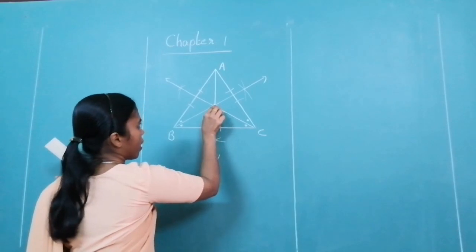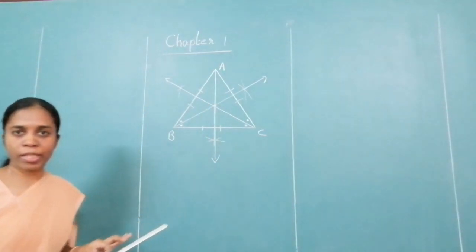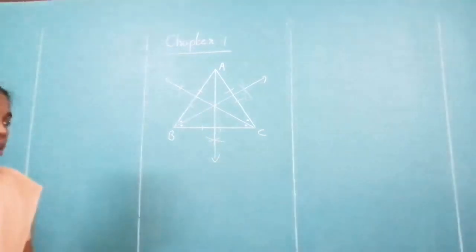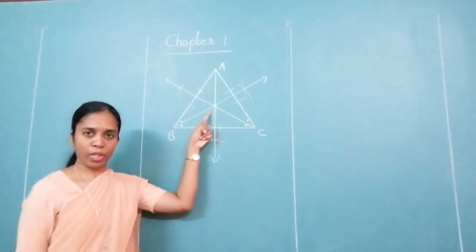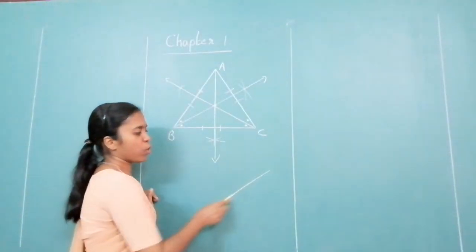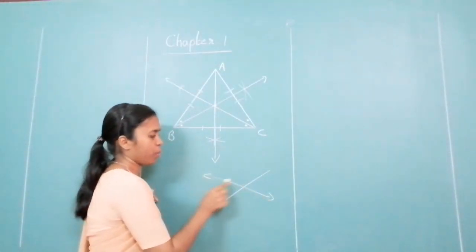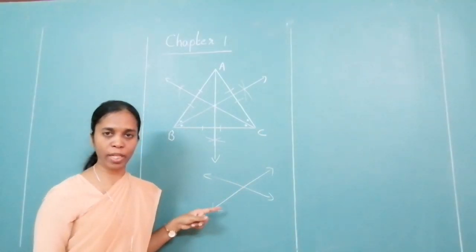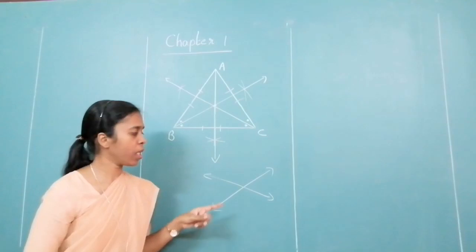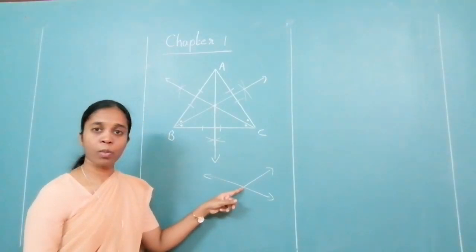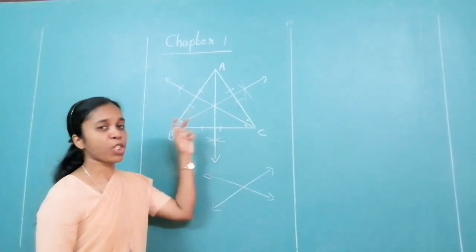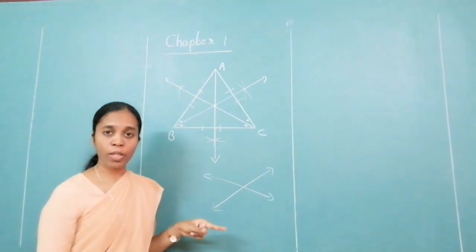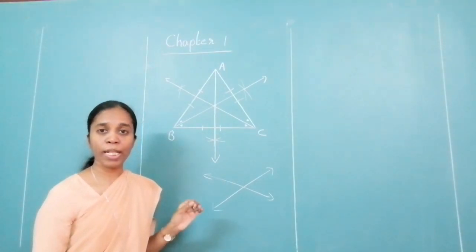As you can see, all three points, all three lines are meeting at this point. Now, when you have two lines meeting or crossing, we call them intersecting lines, and this point is known as the point of intersection. When it is more than two, we call them concurrent lines.